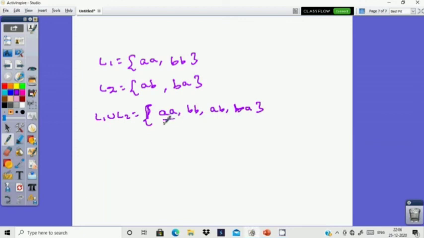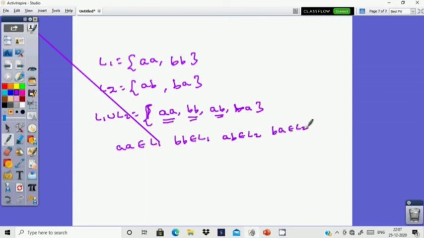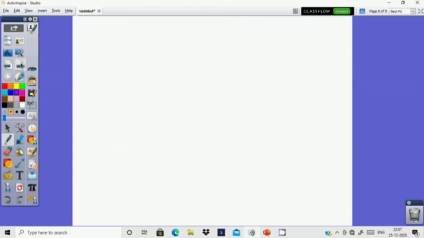This is called the resultant set. AA belongs to L1. BB belongs to L1. AB belongs to L2. And BA belongs to L2. So whatever the members inside the union of the set here, it either belongs to L1 or L2. That's the meaning of this. Now I'll go to the intersection part.